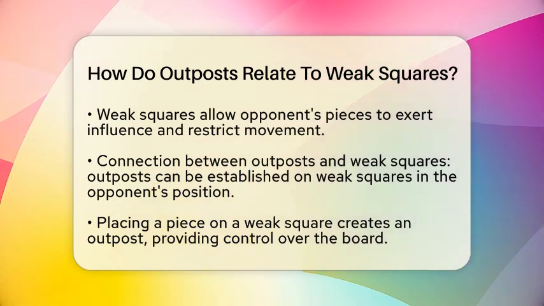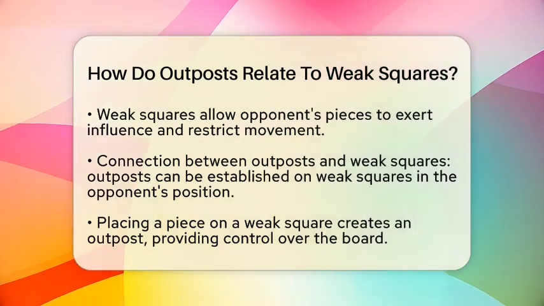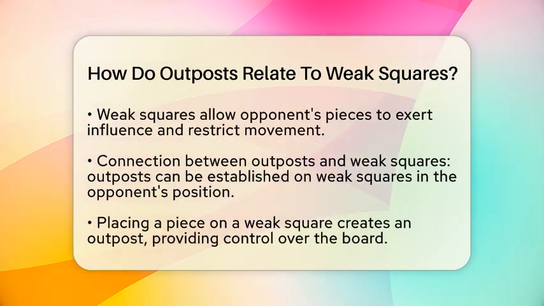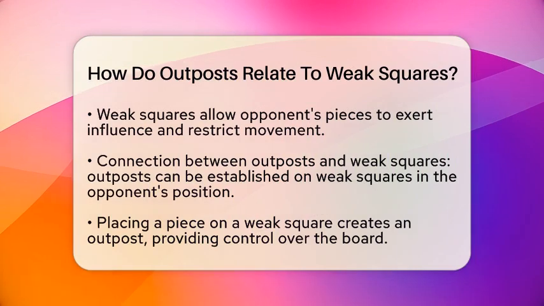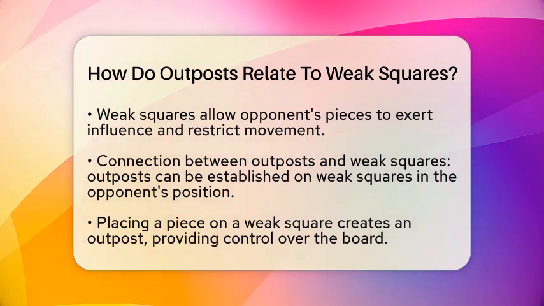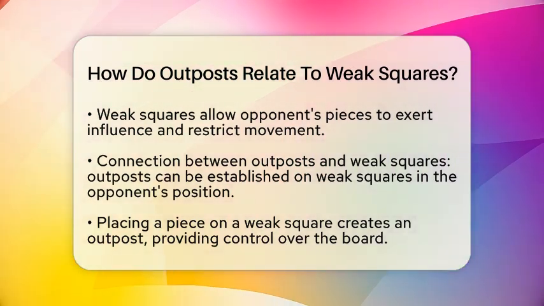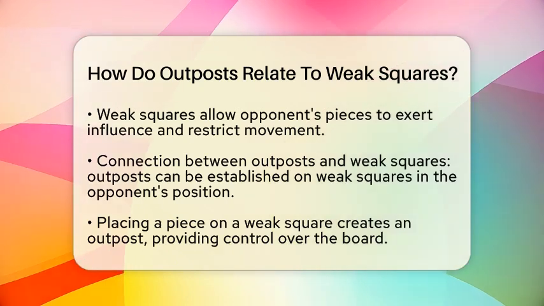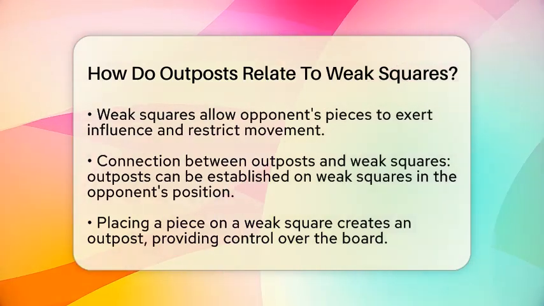Now, weak squares are different. These are squares that cannot be defended well by pawns. When a square is weak, it becomes a target for the opponent's pieces. If they can place a piece on that square, it can exert influence over the surrounding area and restrict your movement. So, how do these concepts connect?